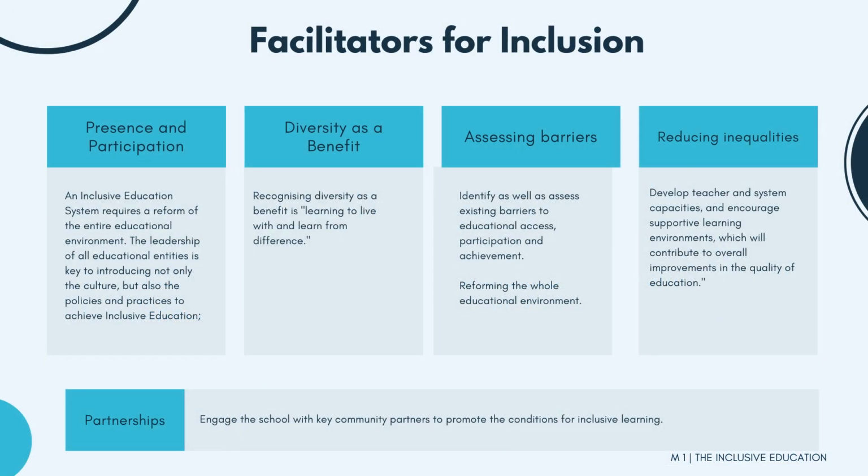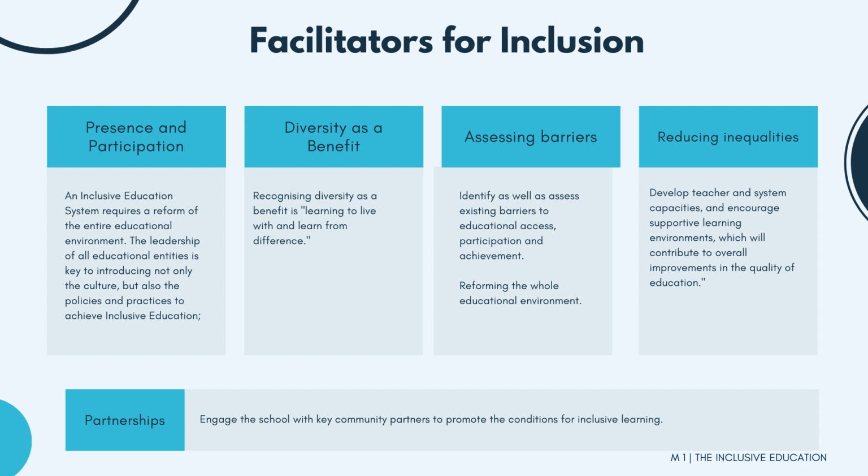When we talk about facilitating factors for inclusion, we talk without any doubt about belonging and participation. And here we talk about a change of school culture. This requires a reform of the whole educational environment. It implies that the leaders of all educational entities get involved, and that we don't just define policies, but that we go into practice through a change in school culture. Another facilitating factor is diversity itself. Recognizing diversity as a benefit is learning to live and learn with and from differences.